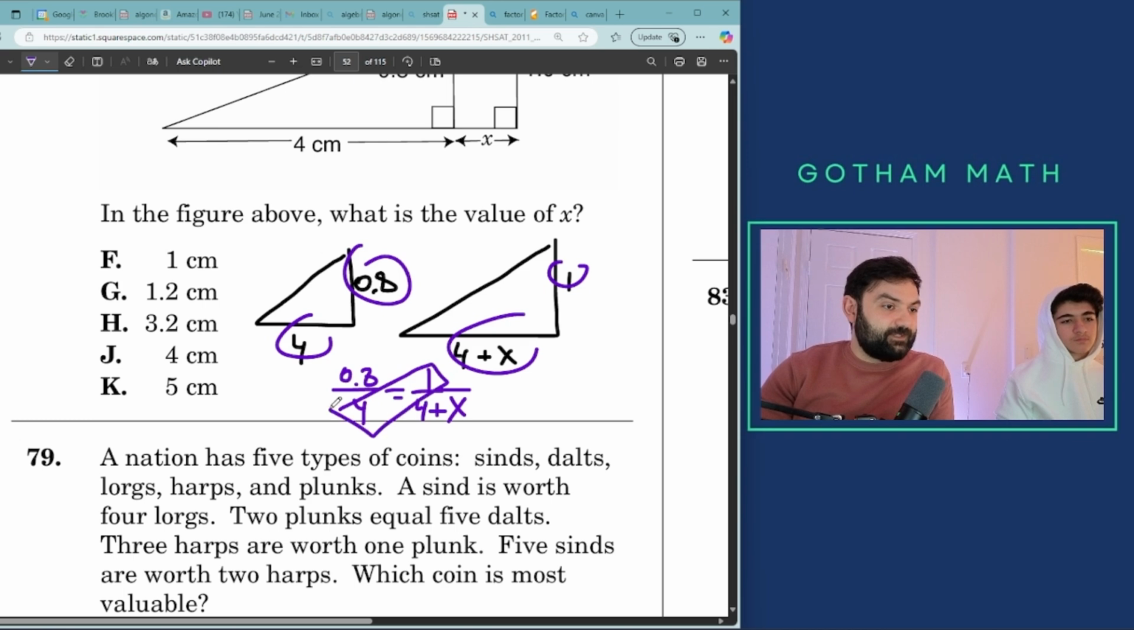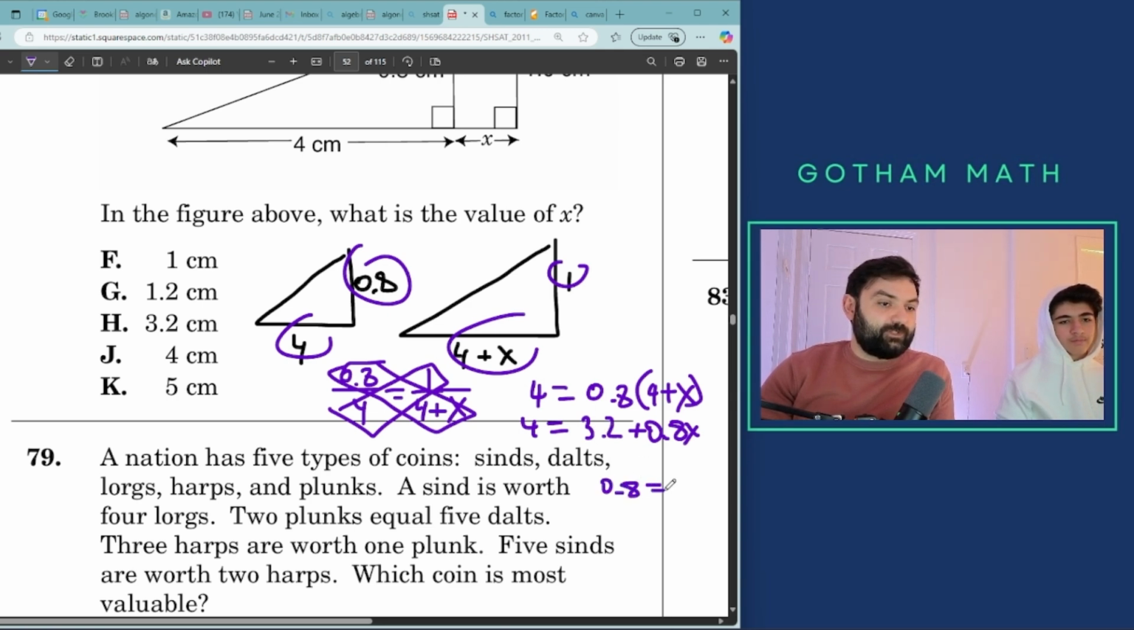This times this equals this times that. So 4 times 1, 4, equals 0.8 times 4 plus x. 4 equals 3.2 plus 0.8x. Then we subtract 3.2 from both sides. It's just 1. 0.8 equals 0.8x. And then we divide and it's 1. That was going to be my original.